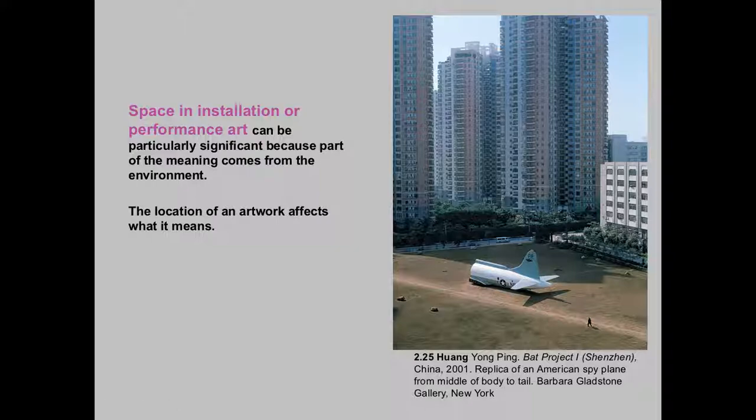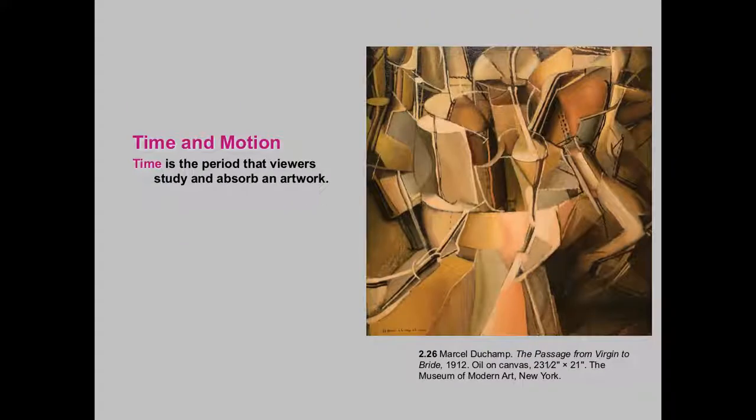Okay, so space in installation or performance art can be particularly significant because part of the meaning comes from the environment. So a site-specific piece, which this is a replica of an American spy plane from the middle of the body to the tail, and this is placed in this area of town, so it's changing the meaning. It's a different context. This is not at the airport, right? It's not at a crash site. It is cut off. It's not a whole plane anyway, and it's put into a cityscape. So this is installation.